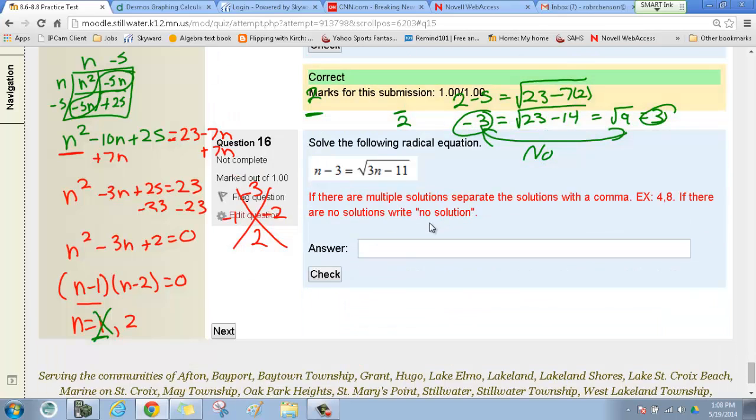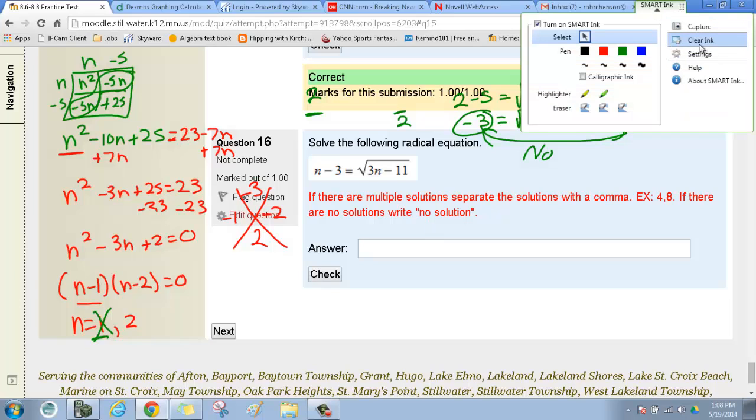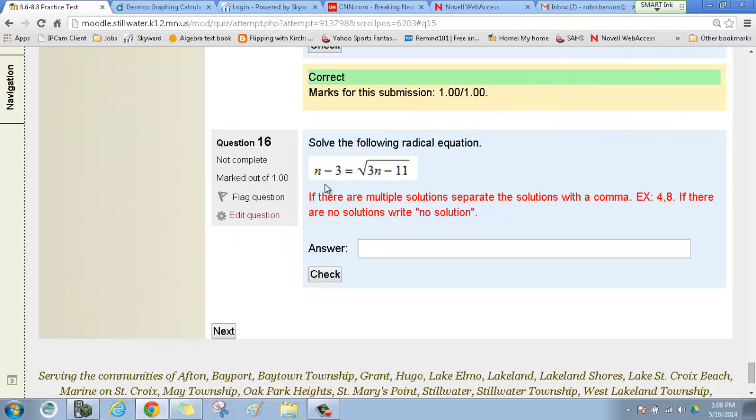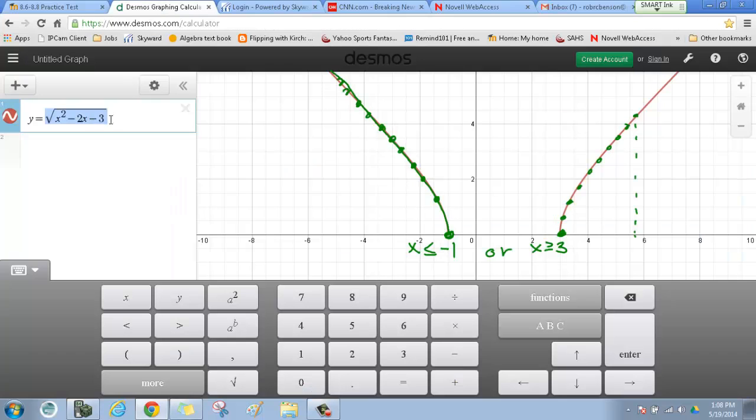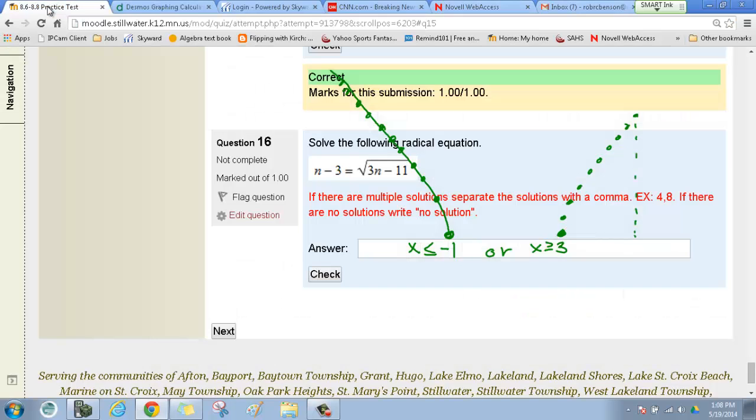Okay, we got one more problem to do. This is a very similar problem. I guess since the last one was no solution, this one probably does have a solution. Still got to check it. Clear ink. Let's do this one a different way. I'll show you the other way to do this. What we're going to do is take this n minus 3 and put that in Desmos. So y is equal to x minus 3.